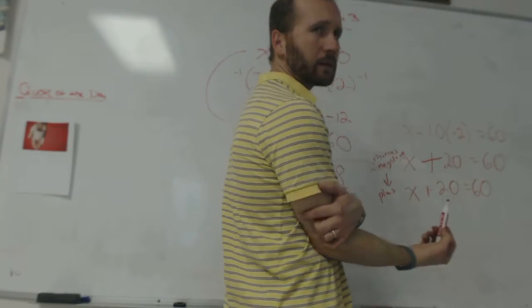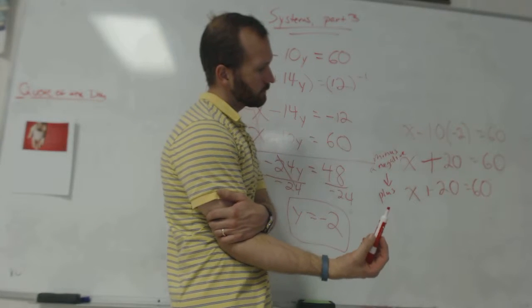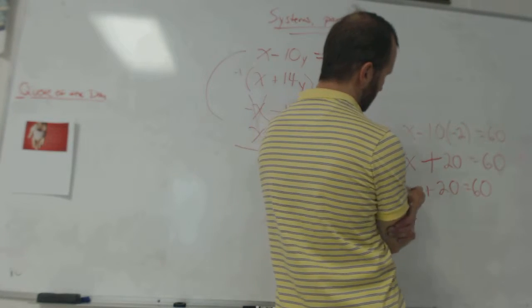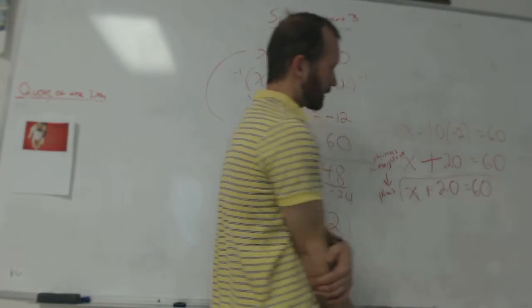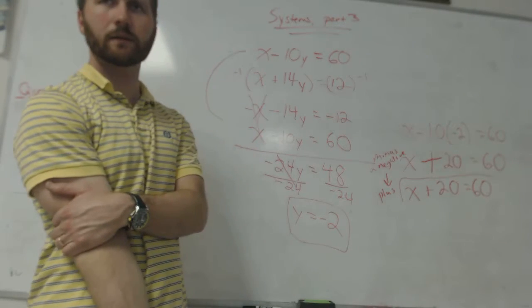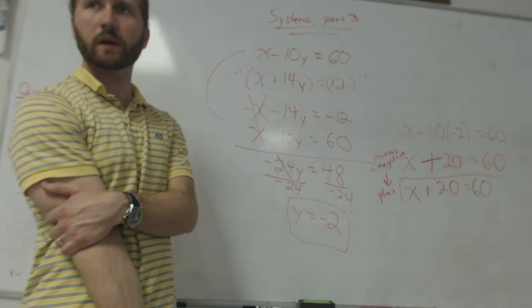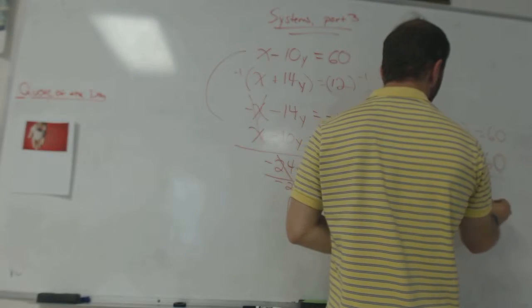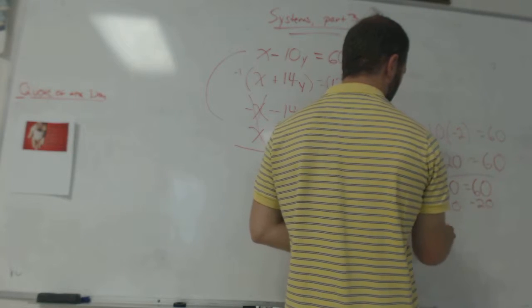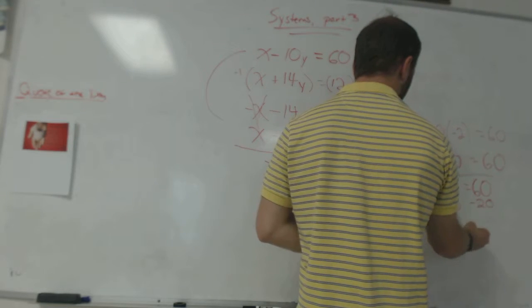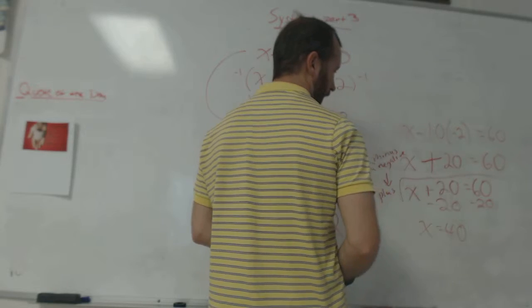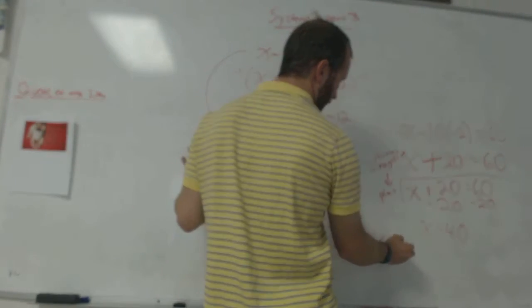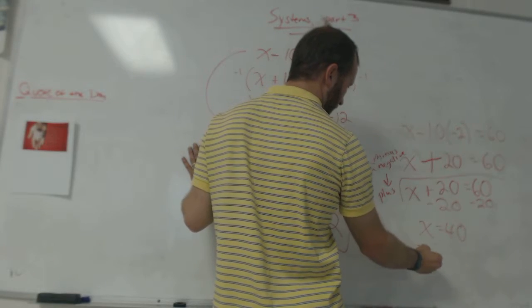How do I find out what x is now? Just looking at this right here, x plus 20 equals 60. What could I do to find x? Subtract 20. Subtract 20 from both sides. Beautiful. X equals 40. And then I'm good. So I could write my answer as an ordered pair, 40, comma, negative 2.